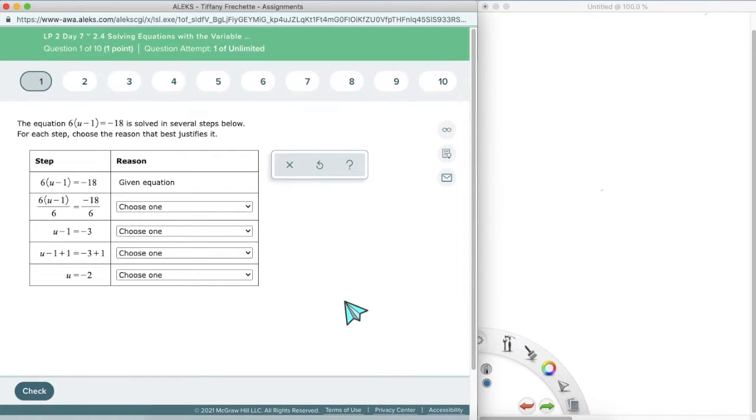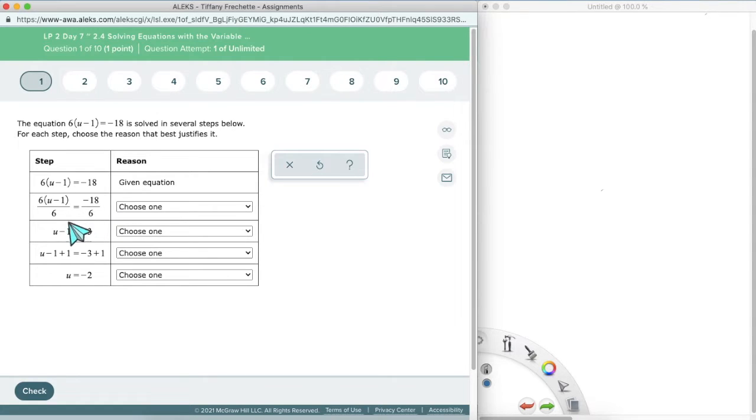Okay, so now that we've looked at the example for this problem, we know what we need to do here. We're given an equation, and it says solved in several steps below. For each step, choose the reason that best justifies it. So here, this is the given equation, and they even say given equation. That's what we start with, given. The second part here, well, now I can see the equation along the top here.